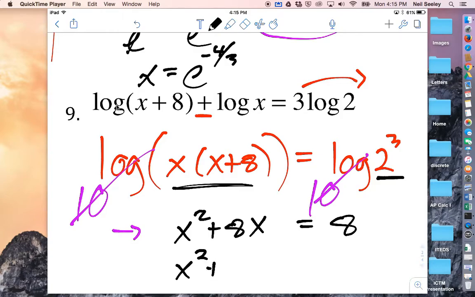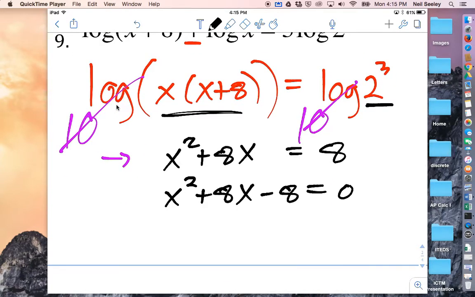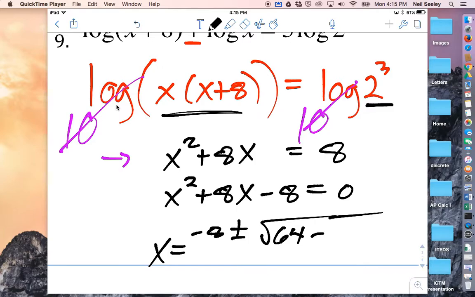X squared plus 8x minus 8. Set it all equal to 0 like I do with any good quadratic. And then from there, I can do quadratic formula or factor. I'm going to do quadratic formula just real fast. X is the opposite of b, plus or minus the square root of b squared minus 4ac. And I'll call that negative 8, all over 2a.